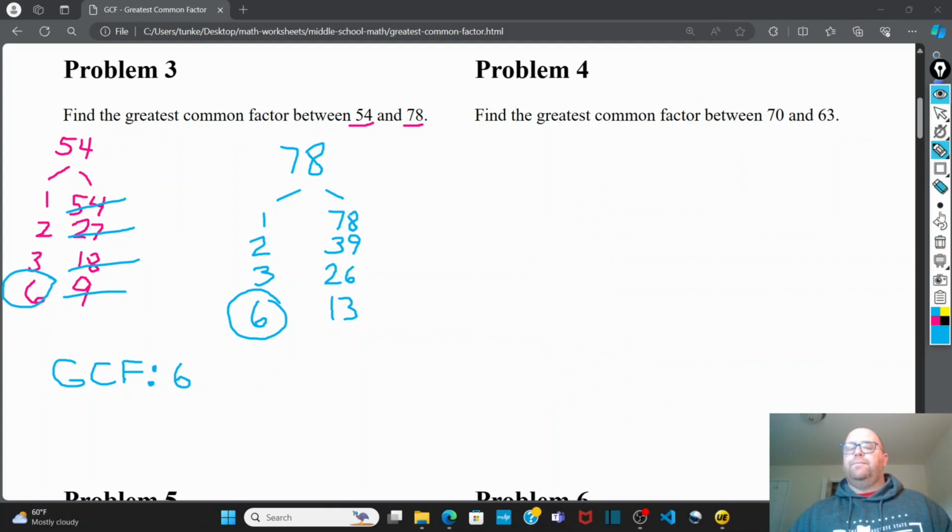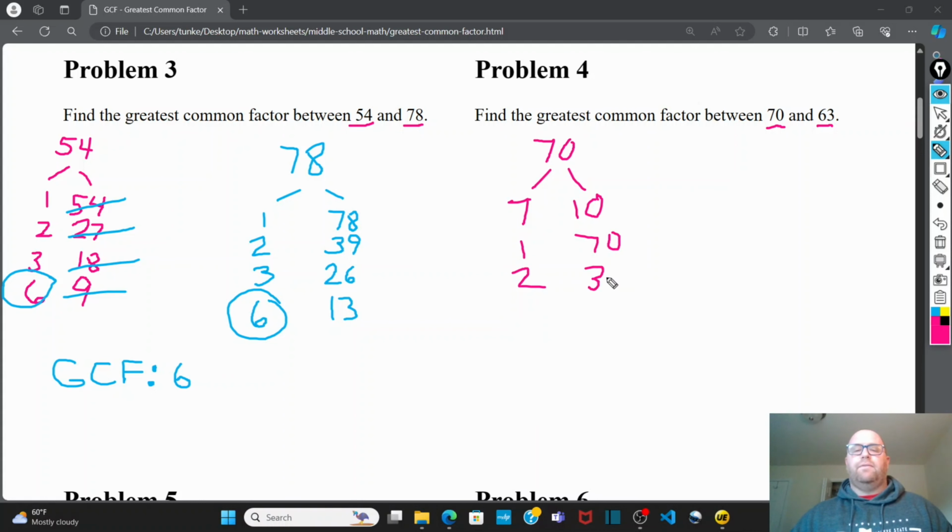Let's look at this last one here. So we have 70 and 63. So let's find the factors of 70. So we can obviously do 7 times 10. I don't know why I went there right away, but we could do 1 times 70. Maybe I should go in order. It ends in an even number, so we can do 2 times 35. 7 plus 0 is 7. That's not divisible by 3, so we can't do that.